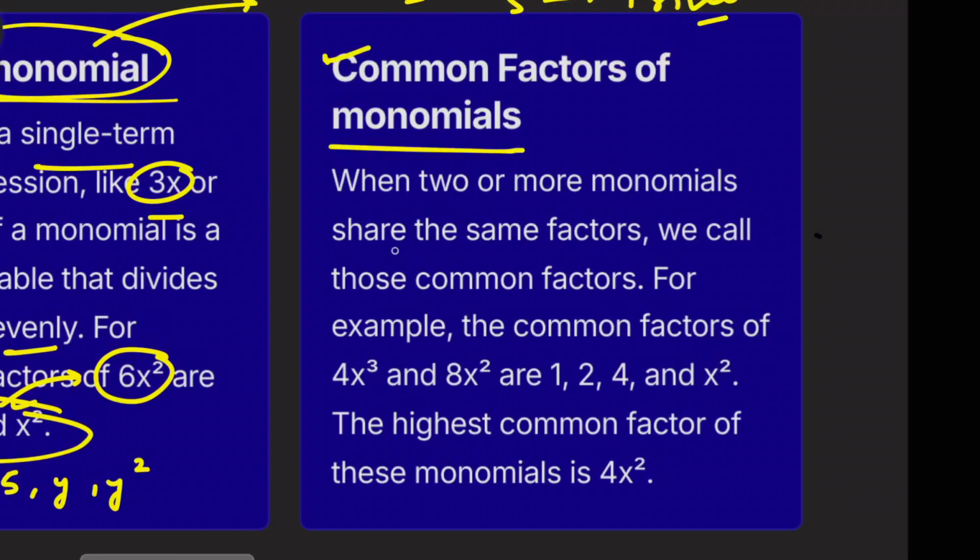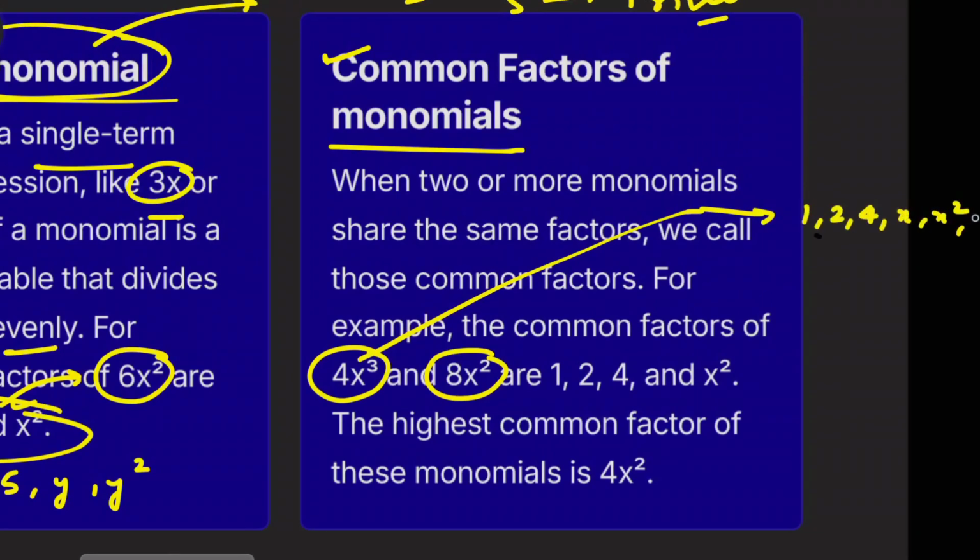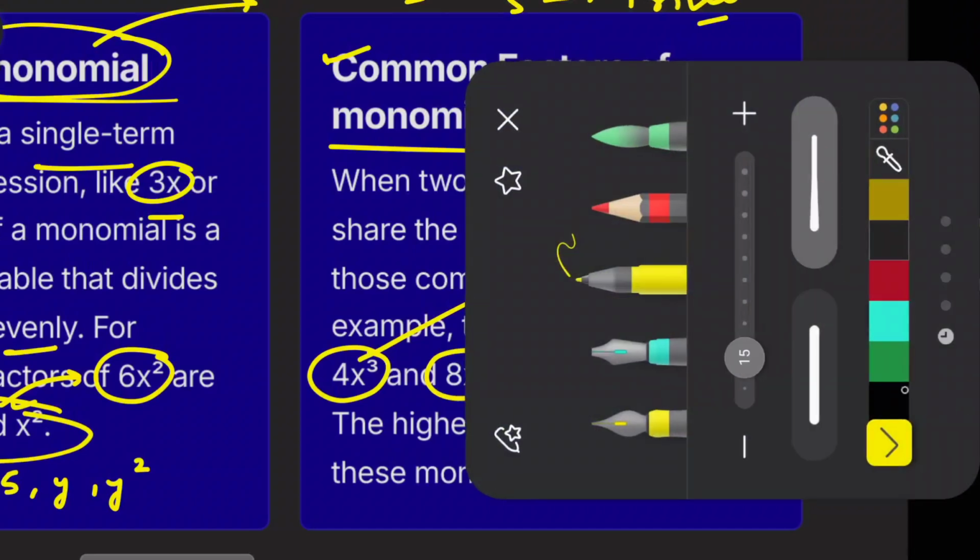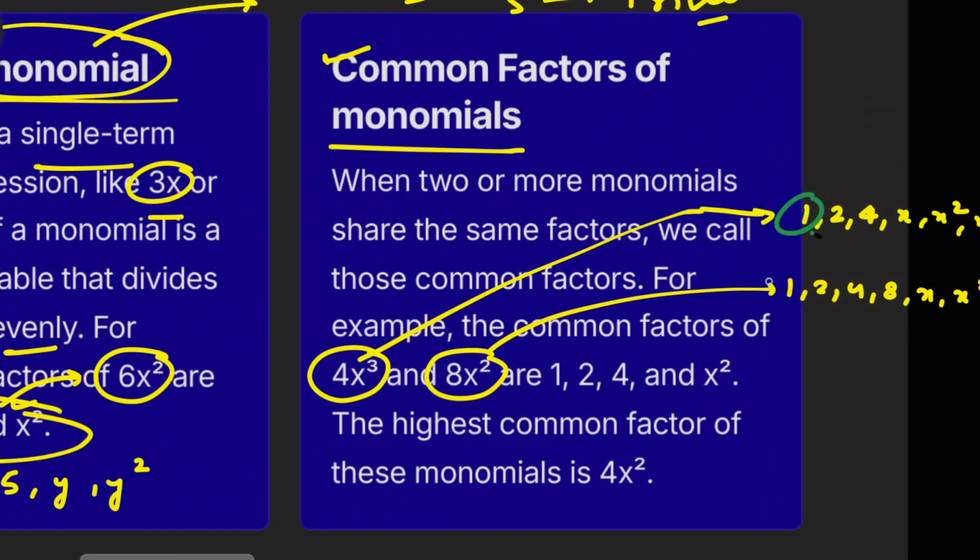Okay, our next topic is common factors of monomials. Suppose that we have two monomials, for example, 4x cube and 8x square. The factors of 4x cube are 1, 2, 4, x, x square, and x cube. In the same way, the factors of 8x square are 1, 2, 4, 8, x, and x square. As you can see, the common factors among them are 1, 2, 4, x, and x square.